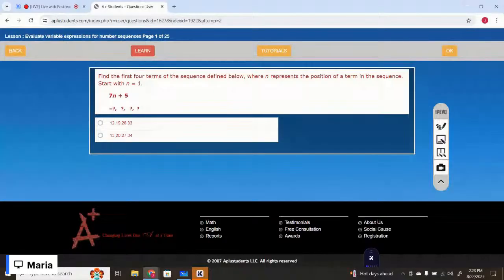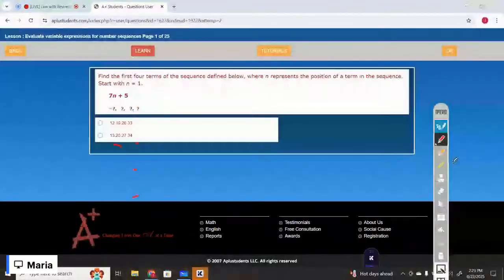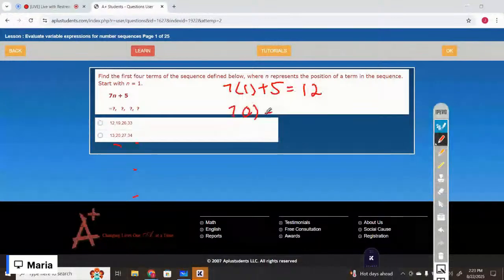Start with n equals 1. So let's just replace n with 1. So 7 times 1 plus 5 is 12. Now 7 times 2 is 14, plus 5 is 19.